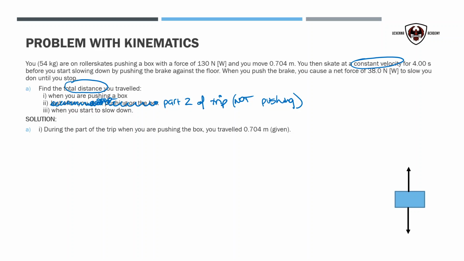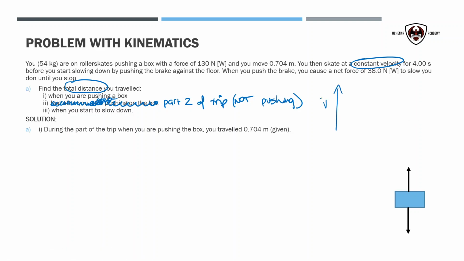So during the first part of the trip, when you're pushing on the box, you're traveling at 0.704 meters, and that's your distance. So you're given that. So no calculations needed for the first part of the trip. For the second part of the trip, you do need to figure out what your total distance traveled is.